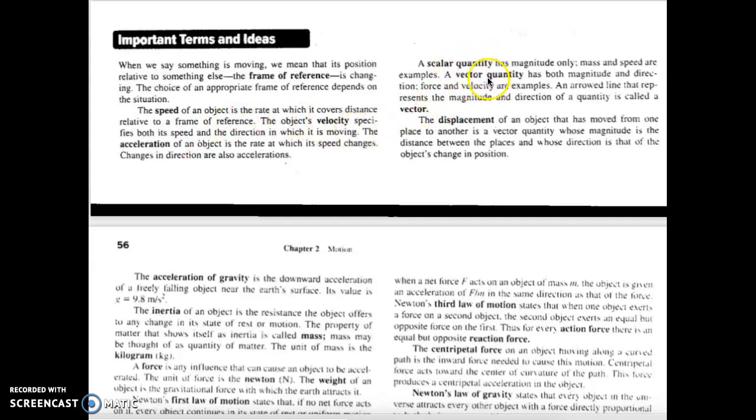Scalar quantities, vector quantities, displacement is there. Then acceleration, inertia is there. Mass, and the unit of mass is going to be the kilogram. Although grams will be used occasionally in the course, the fundamental unit of mass is that of the kilogram.